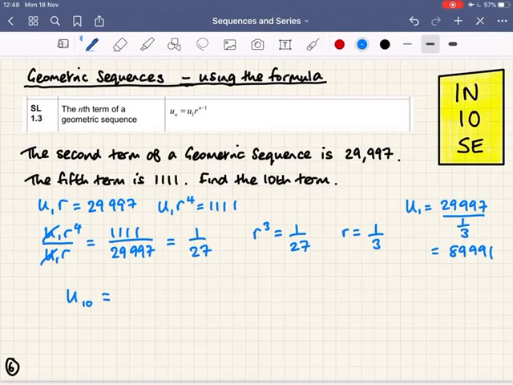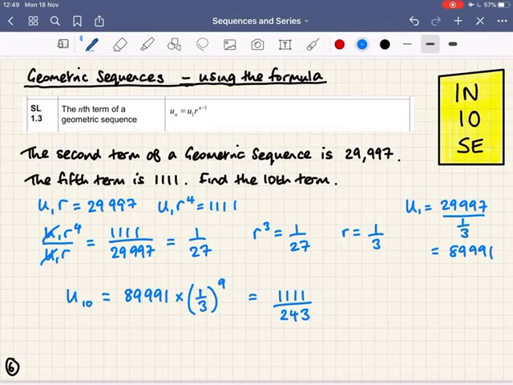So now I can find the 10th term, which is equal to u1, 89,991, times the common ratio, which is a third, to the power of, was n minus 1, so it must be to the power of 9. And that gives me a result of, well, I'll leave it as a fraction, 1111 over 243. It's nicer as a top-heavy fraction like that. It's a precise, exact answer.